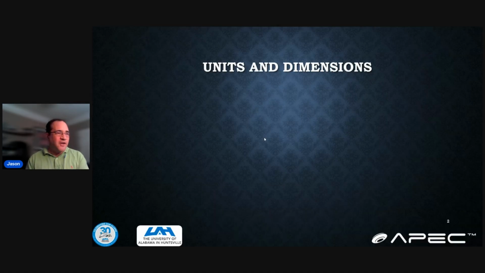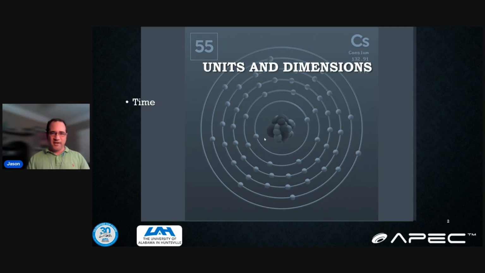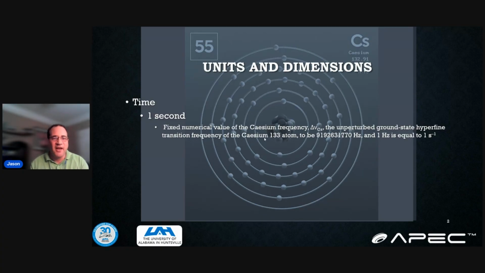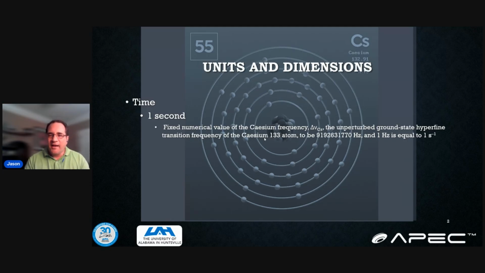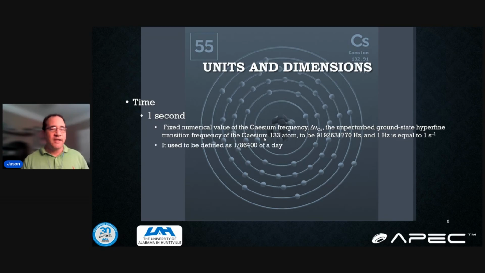Whenever I give talks that are related to advanced propulsion, especially publicly, I like to have a little fun and go through some of the very, very basics. Like, for example, units and dimensions. So our time unit is basically defined as 1 second. But what does it actually mean? What's our best definition? Right now, it's a fixed numerical value of cesium frequency. It is the unperturbed ground state hyperfine transition frequency of the cesium atom to be, I believe that's 9.19 gigahertz, where 1 hertz is equal to 1 over 1 second.